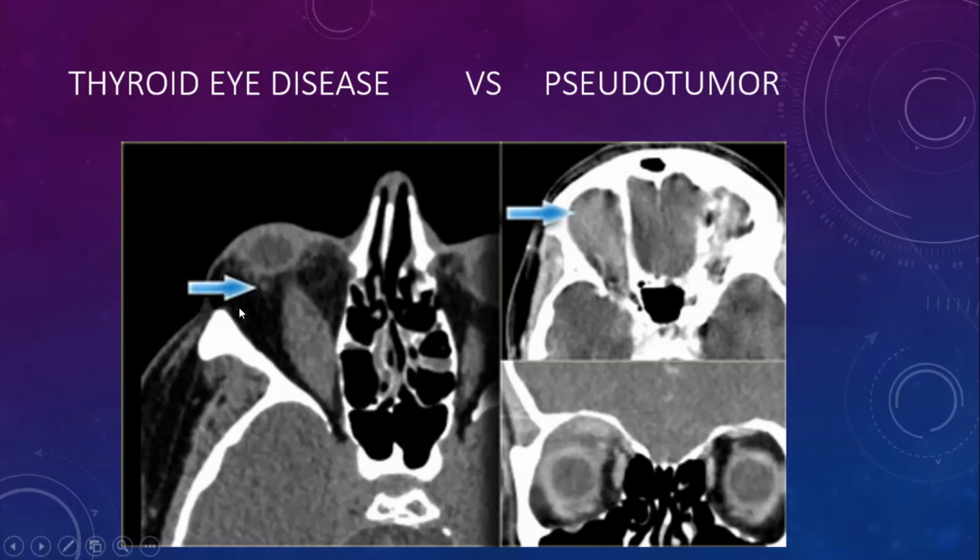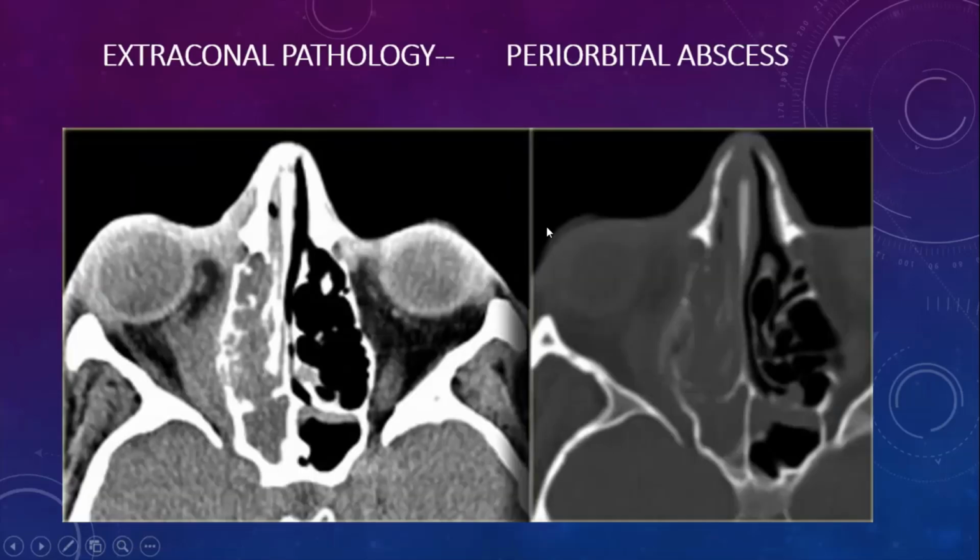So this will be one of the hallmark signs in imaging to detect thyroid eye disease. But in pseudotumor orbit, the entire extraocular muscle is completely involved. Even the retrobulbar fat will show fat stranding with the inflammation, which usually settles with steroids. But in thyroid eye disease, the basic cause has to be treated.